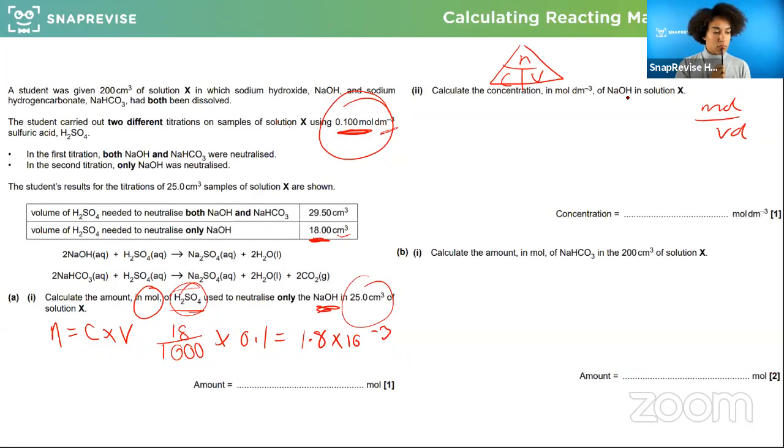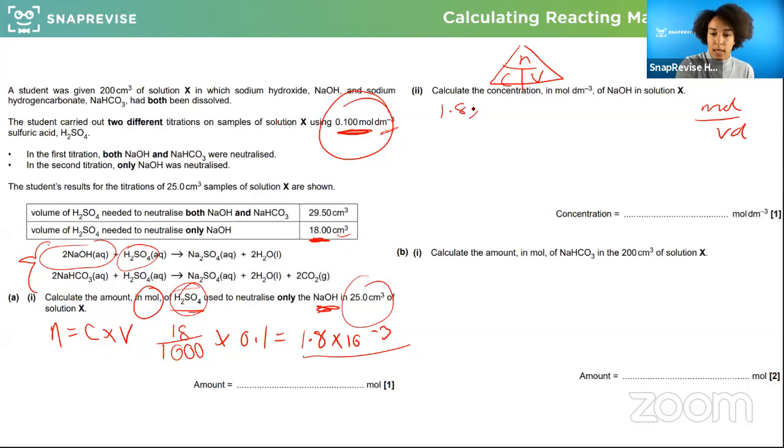Anybody? Yeah. What's the equation? So the equation's over here, Aisha. Yeah, we've got some people saying times by 2. And that is correct because for every mole of sulfuric acid, we've got 2 moles of sodium hydroxide, right? So that means we have to times our number of moles of sulfuric acid by 2.